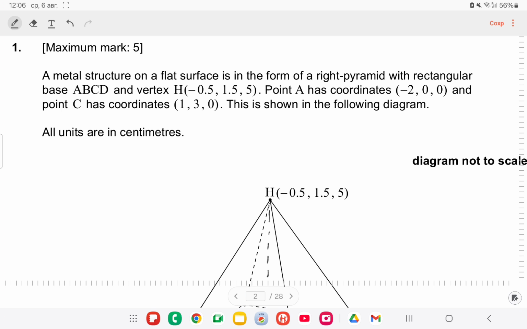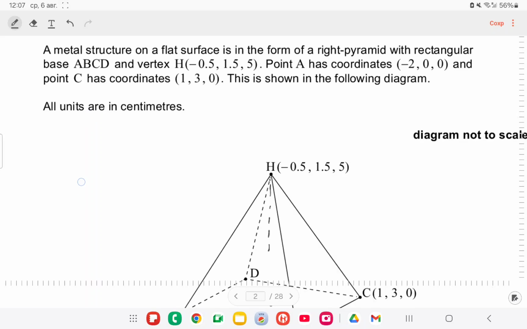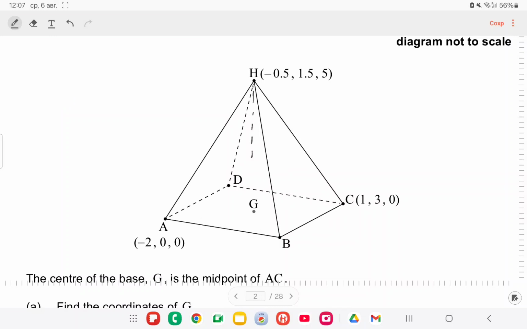Let's have a read. A metal structure on a flat surface is in the form of a right pyramid with rectangular base ABCD and vertex H. Point A has coordinates and point C has coordinates. This is shown in the following diagram. Let's have a look at the diagram, and we see this is a pyramid with a rectangular base. Okay, so we have coordinates of 3 points, and let's have a read of the question.